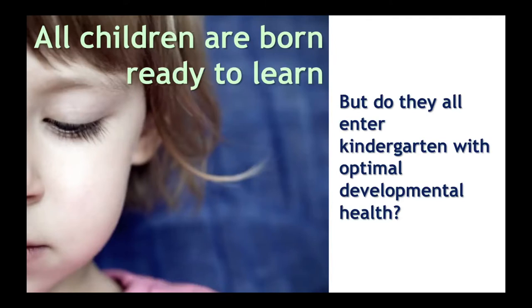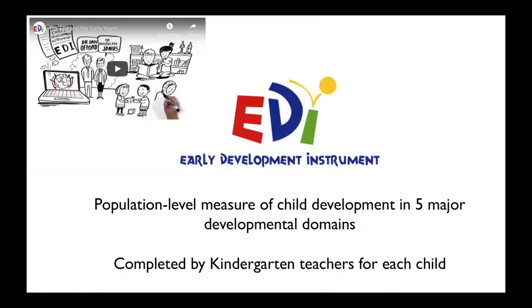Do they all enter kindergarten with optimal developmental health, a little bit more than school readiness? And as a result of this conceptual and critical need, the instrument we now formally call the Early Development Instrument was developed through the requirements, the framework of implementation. The EDI is a population level measure of child development. It measures five major developmental domains. It is completed by kindergarten teachers for each child in their classroom. That's making it population level. And it's very important to understand the distinction between population based, which is basically samples from a population, and population level, which means that we cover the whole population.